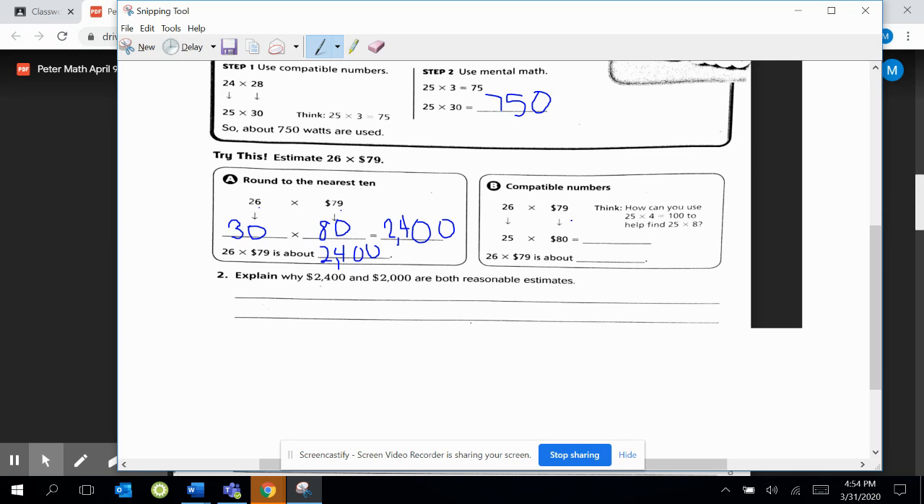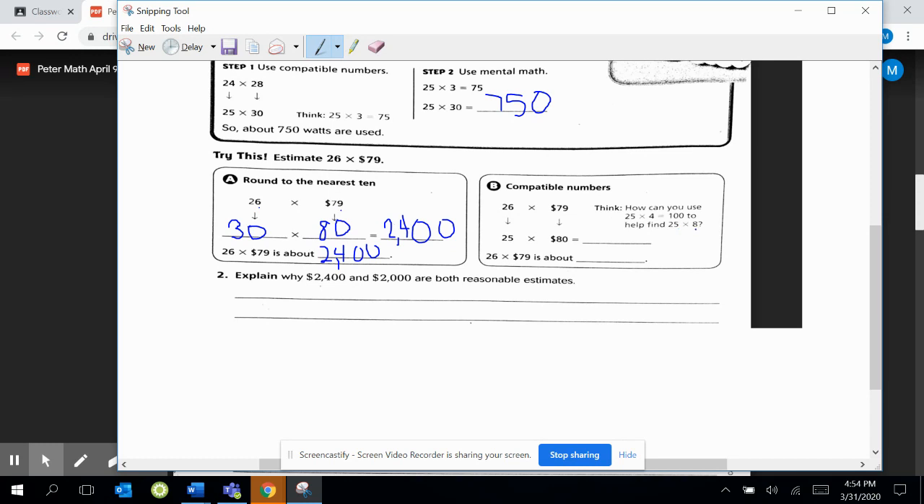Compatible numbers, again, are numbers that are easy to do in your head. So here we have 26. Let's just make it a 25 because 25s are easy to compute. And 79 is about 80. So let's do that and think, how can you use 25 times 4 equals 100 to help you find 25 times 8.